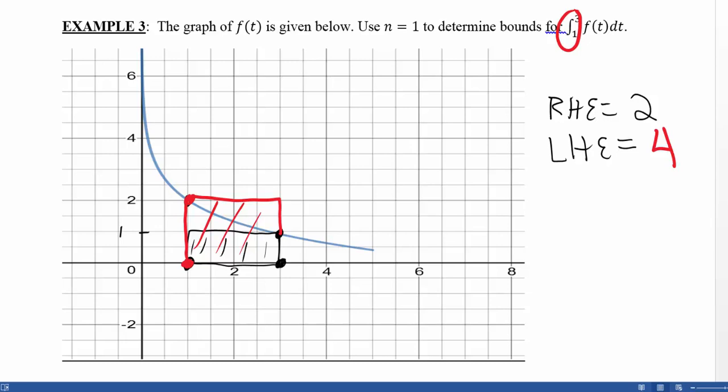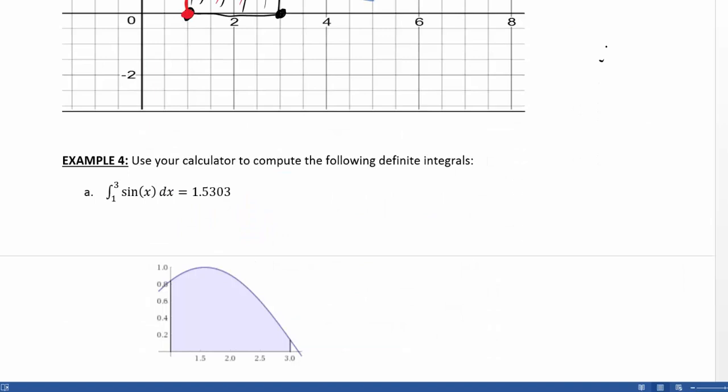Now, we want to practice plugging some things into the calculator so we can get really good at computing definite integrals. So let's go ahead and take a look at some examples and make sure we can plug things in to find the area under the curve. Example 4. Use your calculator to compute the following definite integrals. So we have 3 definite integrals here, and we want to practice plugging these in to make sure that we can get the area under the curve using the right syntax.